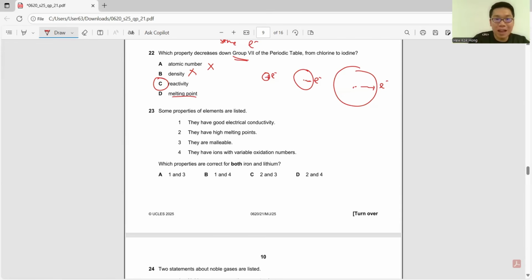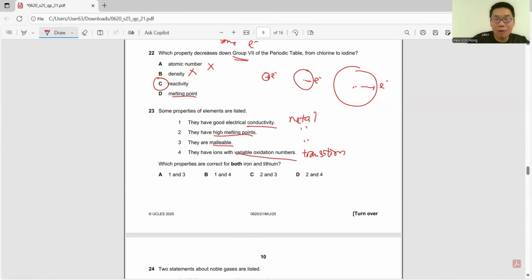23, some properties of elements are listed. They have good electrical conductivity, so it's metal. High melting point, also metal. Malleable, metal. They have ions with variable oxidation number, so this is a transition element.